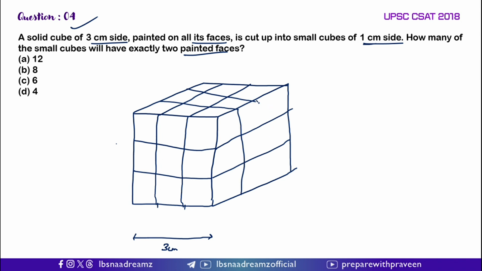Okay, now we have cut this cube into smaller cubes of 1 centimeter each side. They have given this cube is painted on all its faces and they have not mentioned what colors. So how many of the small cubes will have exactly 2 painted faces?